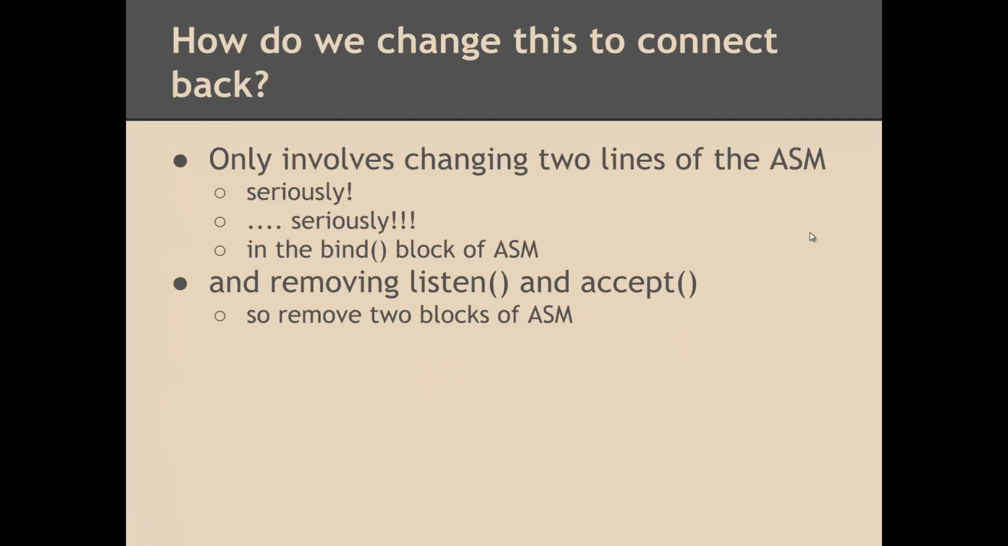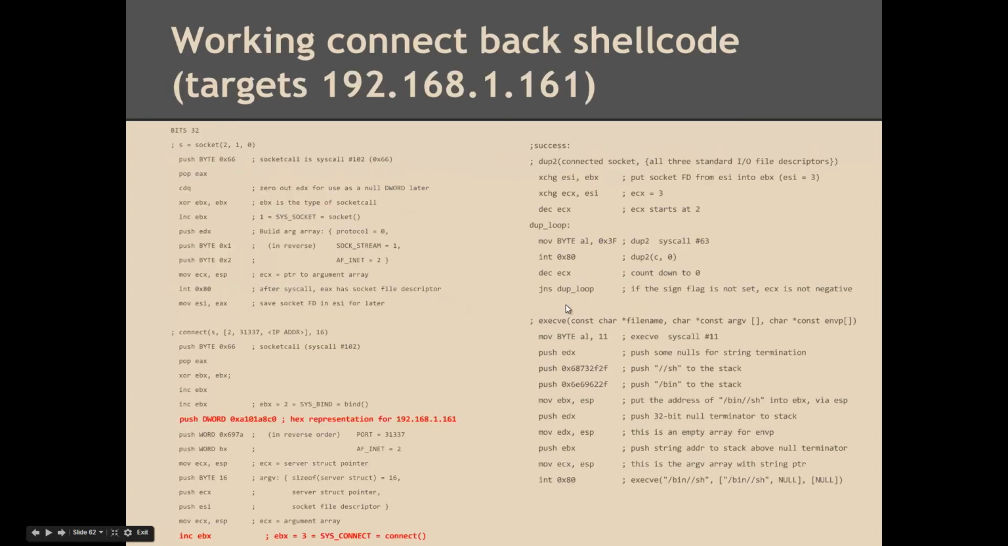So it really only involves changing 2 lines of the assembly in the existing port binding shellcode. If you want to change this to connect back shellcode, you just have to cut out listen and accept. That's it. The 2 things that you have to change are changing the socket call here to sysconnect, and once that's successful, it's going to proceed and no longer block.